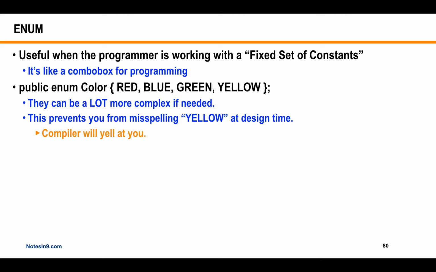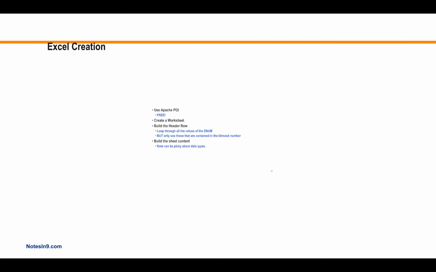So that complexity can be built in there if you'd like it to be. And again, it's designed to make sure at compile time that you don't misspell yellow, for instance, or use a color that you thought was there but really isn't. So you're not just passing strings back and forth.